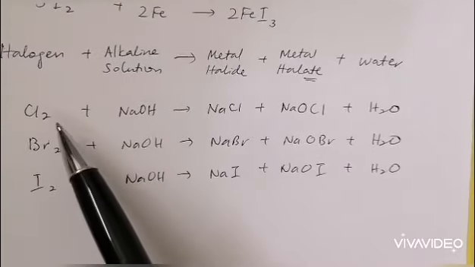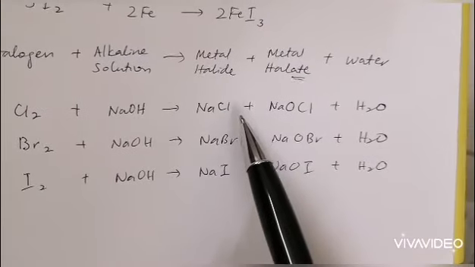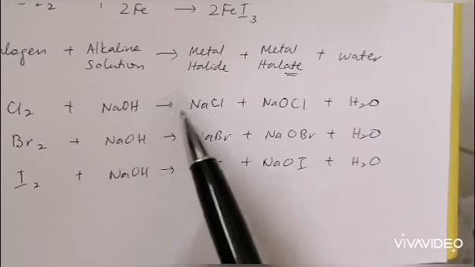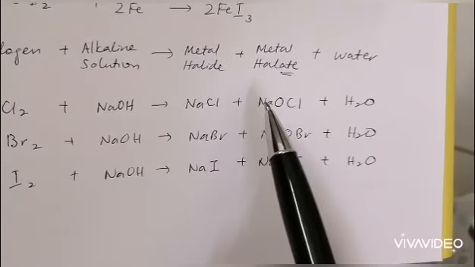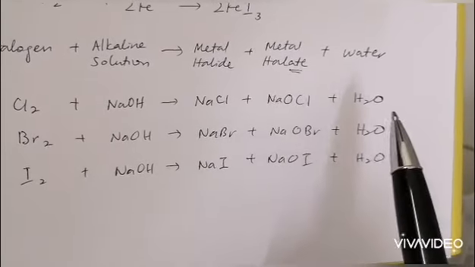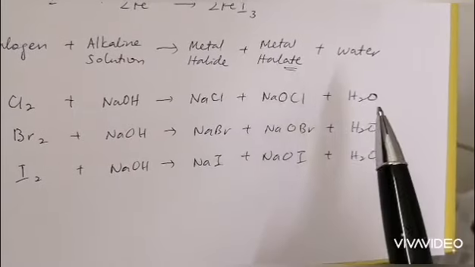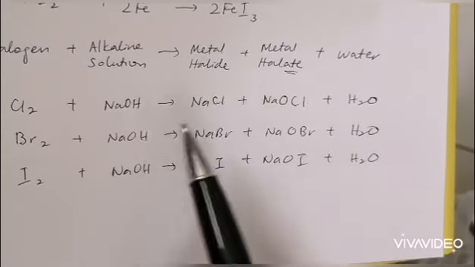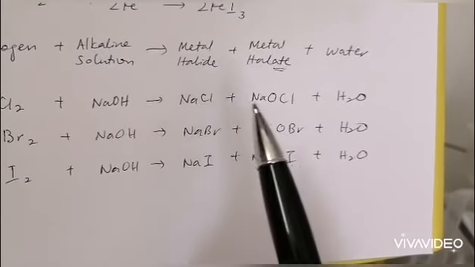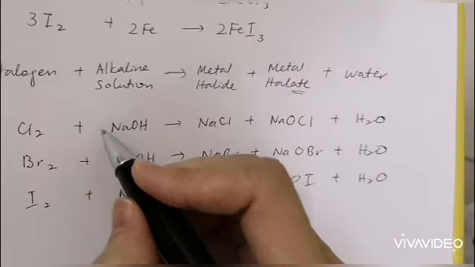How many chlorines are there? 2 chlorines on the left side of the arrow, 2 chlorines on the right side. 1 Na only, but there are 2 Nas here. Then O, 1, but this side 2 O's. H also 1 on the left side of the arrow, but on the right side of the arrow 2 H. So what must I do? I put a 2 in front.